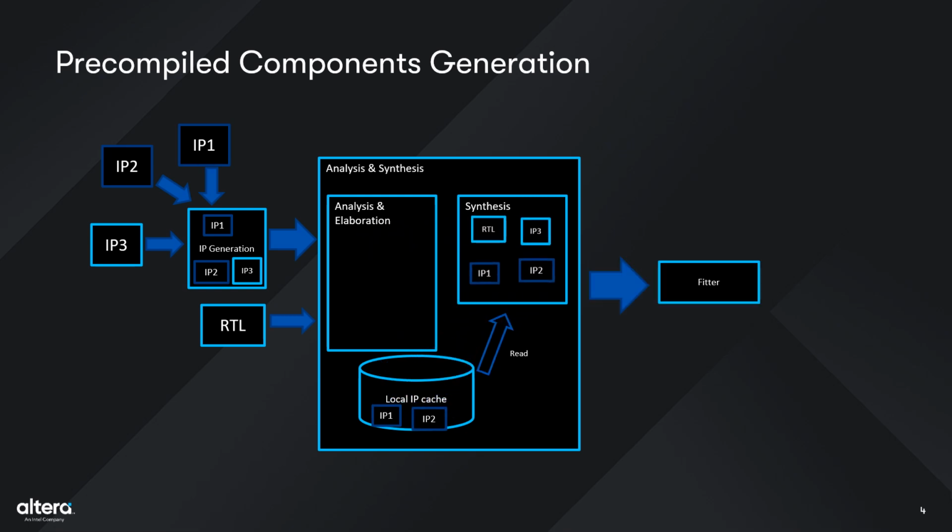If later you need to change your RTL or some parameters from non-cached IPs, it will not be necessary to recompile the cached IPs, and the synthesis stage will read them from the cache, thus saving compile time. The more enabled IPs in your design, the larger the benefit of this feature.